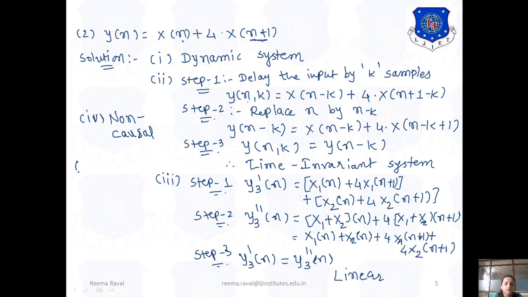Then fifth, whether the system is stable or unstable. If we consider n equals 2, then y of 2 equals x of 2 plus 4x of 2 plus 1, that is equal to 3, right? That means for finite values of the input, it will give finite values only. It will not give infinite values. So this will be a stable system.